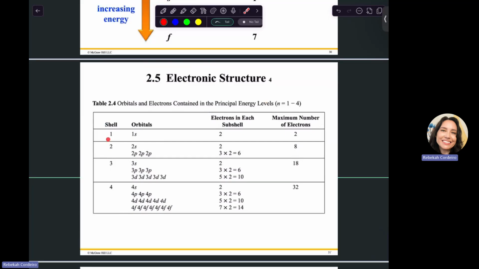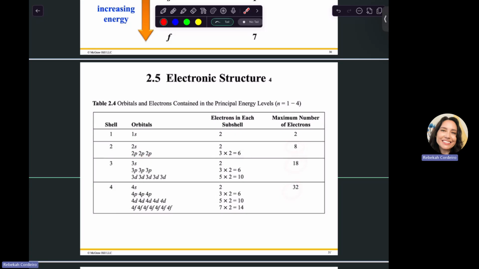In the first shell, we would have a 1s orbital, and you could fit 2 electrons in it. In the second shell, we would have a 2s orbital, where we can fit 2 electrons, and then we would have 3 2p orbitals. Each of these orbitals would fit 2 electrons, so we have 6. That's where we get the number 8 from. So this is just how we get these numbers.